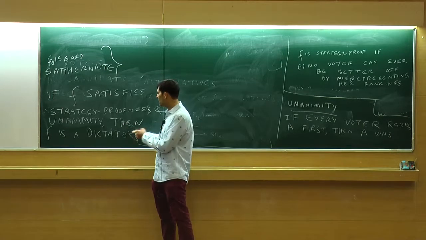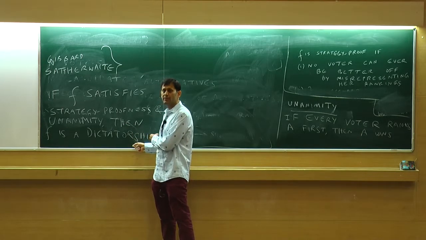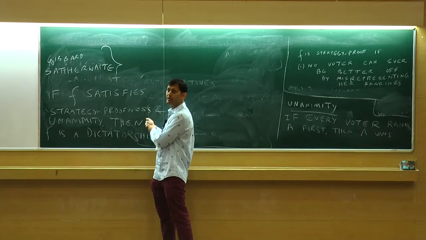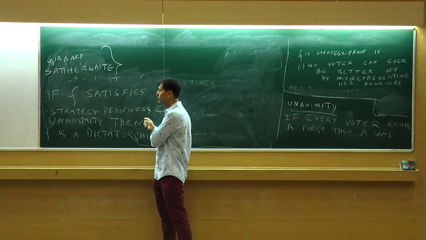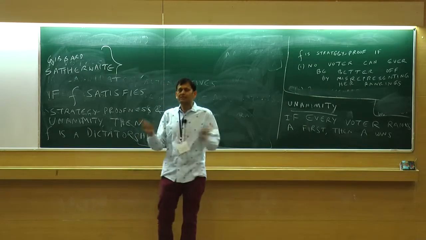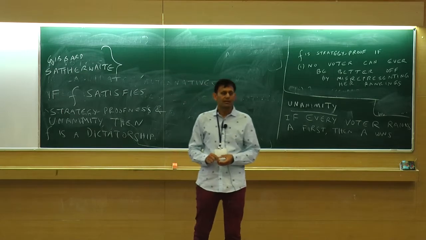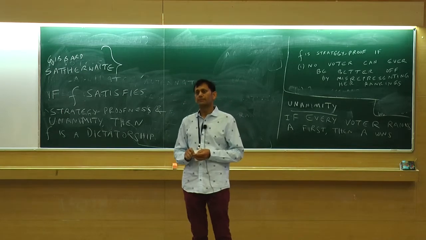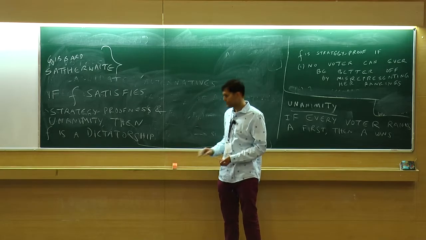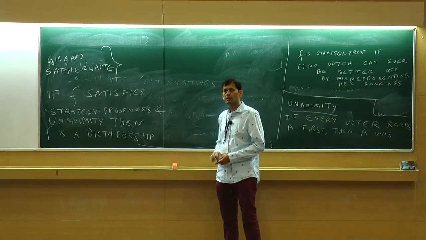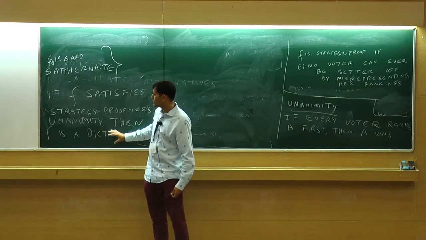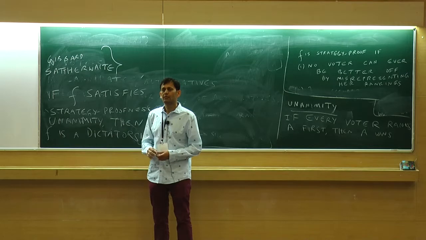No, so the question is, do we get unanimity for free because it's a dictatorship? No, I'm not saying it's a dictatorship. It's a conditional statement, right? If it is strategy proof and unanimous, then it's a dictatorship. Yeah, if it's a dictatorship, it satisfies unanimity. Dictatorship definitely satisfies unanimity because the top person's choice is going to win. If F is a dictatorship, it satisfies unanimity.